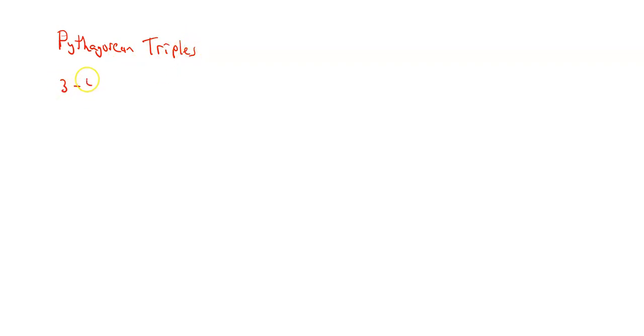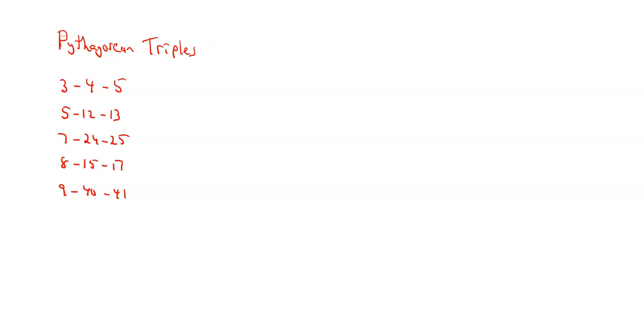3, 4, 5, right? 3 squared plus 4 squared gives you 5 squared. 5, 12, 13 always gives you a right triangle. 7, 24, 25 always gives you a right triangle. 8, 15, 17 gives you a right triangle. 9, 40, 41 gives you a right triangle. And by the way, any multiples of these also. So if 3, 4, 5 works, so does 6, 8, 10. So does 9, 12, 15. In the second one, 5, 12, 13 works, so does 10, 24, 26.